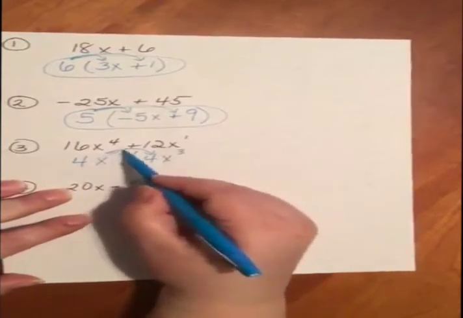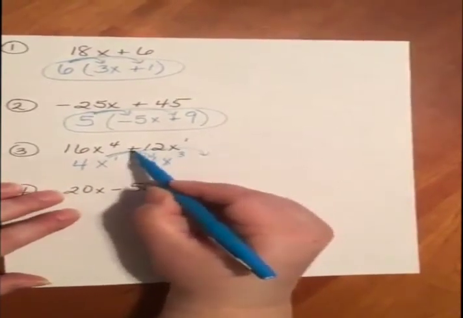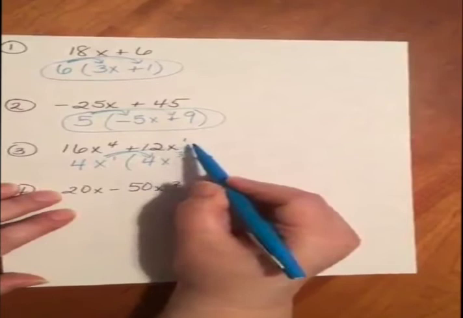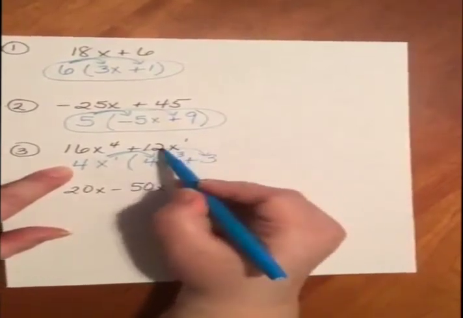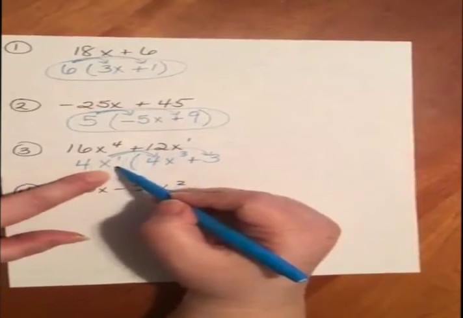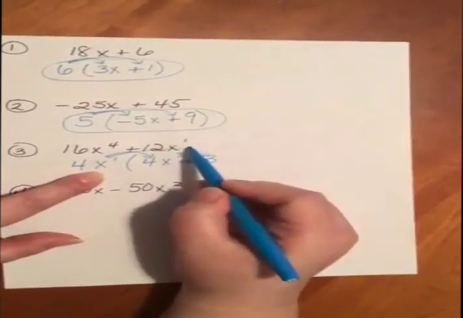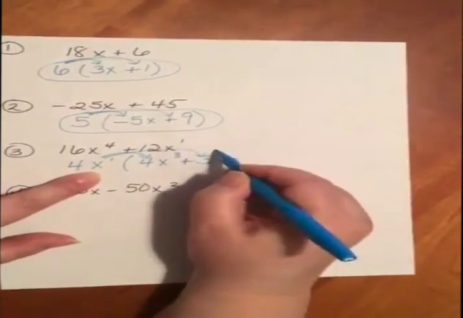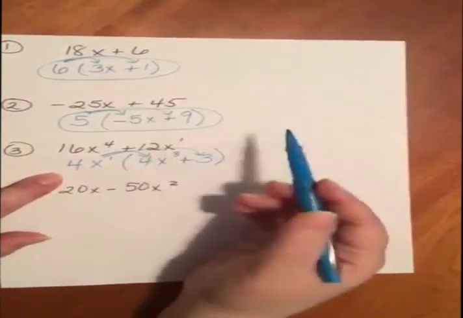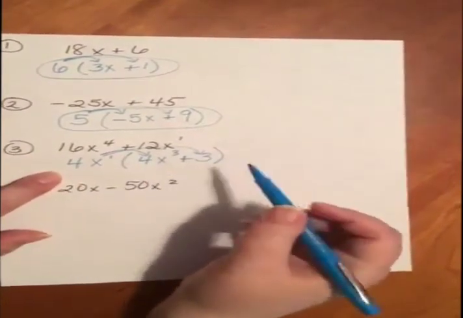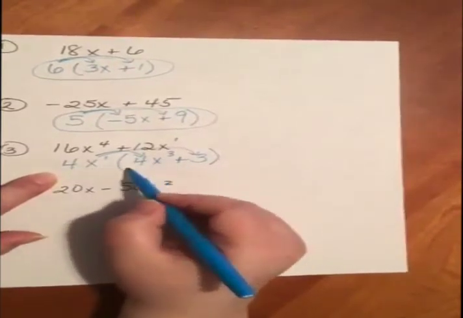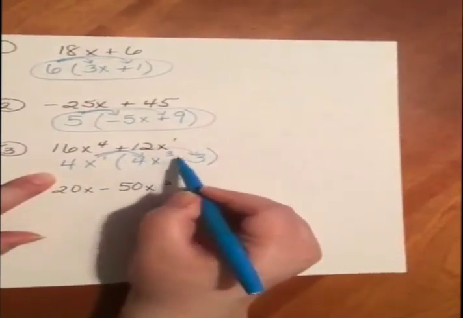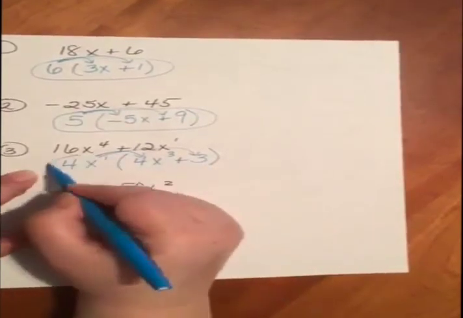And then 4x times what is going to give me a plus 12x to the first. 4 times a positive 3 gives me my 12. I have 1x, and I only need 1x, so I don't need any more x's. So when I factor by pulling out the greatest common factor, 4x times, in parentheses, 4x to the third plus 3.